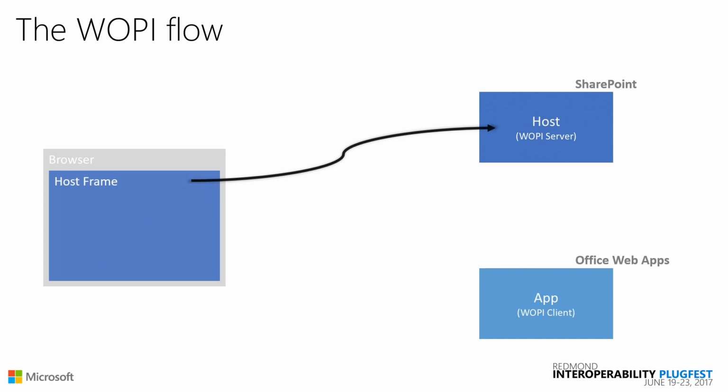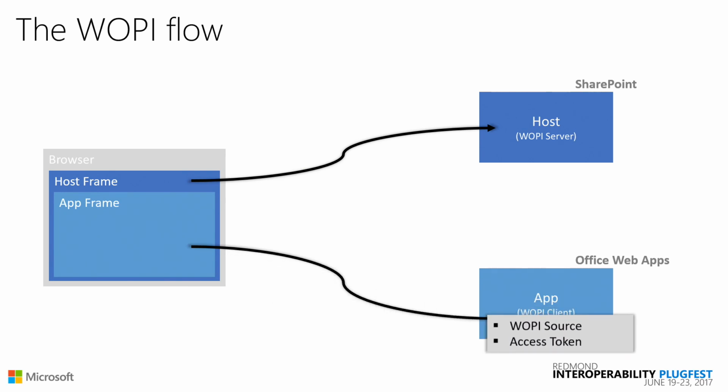The way the WOPI flow works at a high level is essentially that in the browser, there's a host frame. That is a page that is owned by the storage host, SharePoint in this case. That host frame comes from the storage host. Like that's a page that is owned and served up by the storage host. Inside that host frame, there is an iframe that points to the Office Online application. And that inner iframe gets some information from the host, including an access token and a URL called a WOPI source, which is essentially a URL that when a request is made to it, it returns some information about a specific file. And then the access token is used for auth purposes.